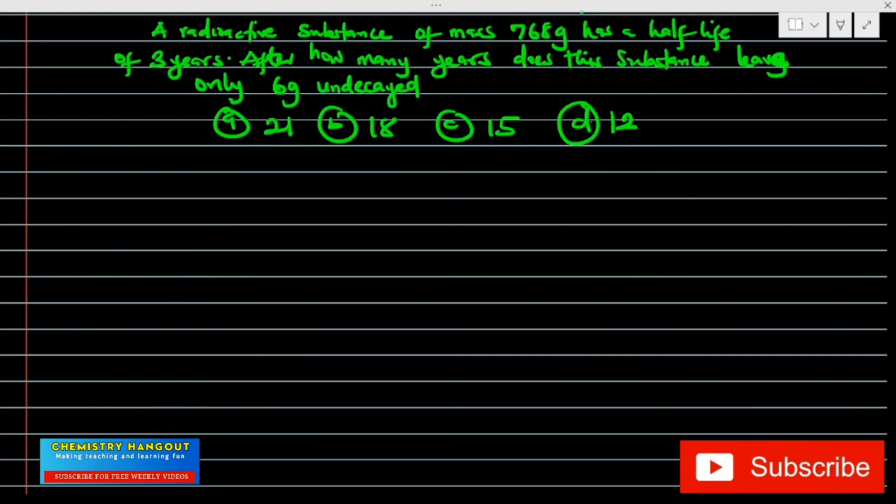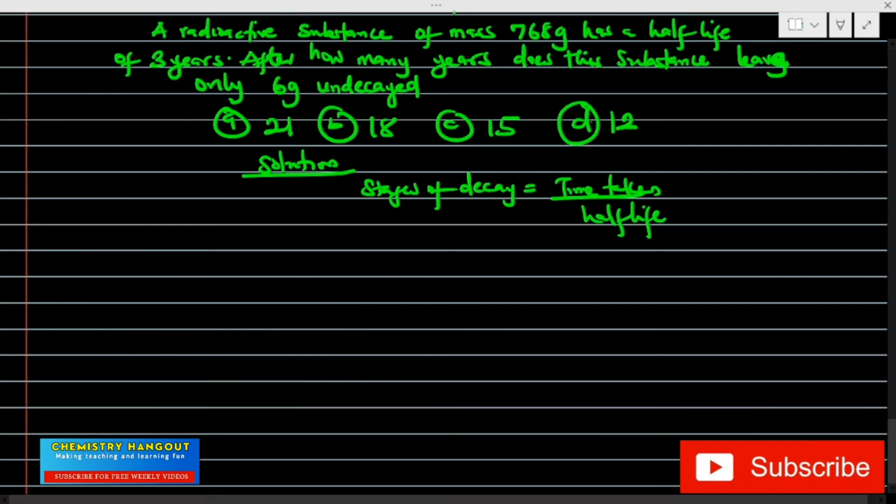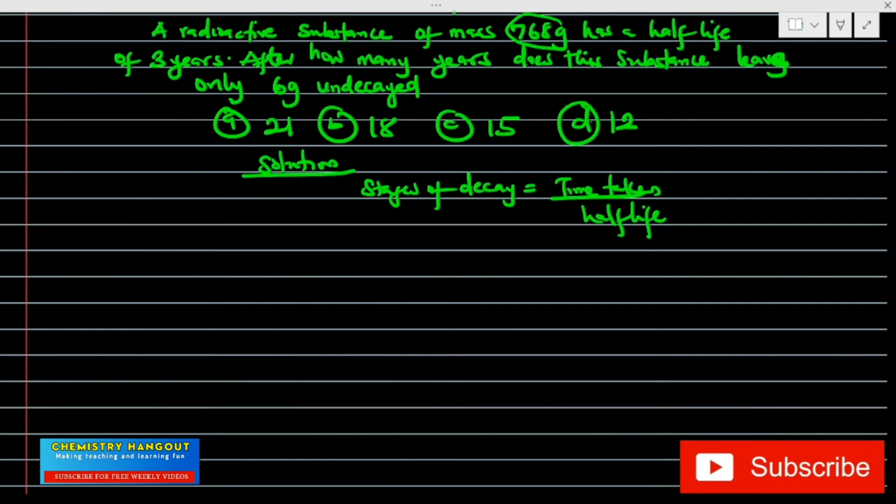Don't forget all the other formulas. We are treating this as a JAMB question, so we can still use those formulas I gave, like our A naught exponential. But let's do this faster. JAMB students, now pay attention to this. I told you that stages of decay is equal to time taken over half-life. I believe this is clear. So let's go. Don't forget that the substance started from 768 and ended on 6 gram. So let's see how many stages it will take from 768 gram to 6 gram.